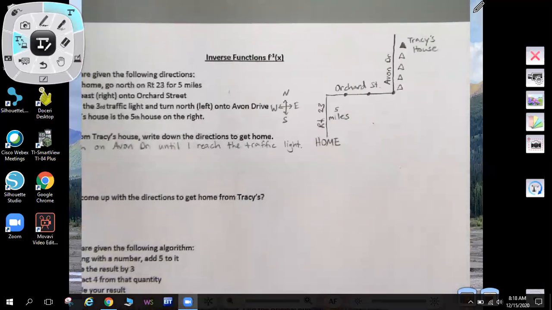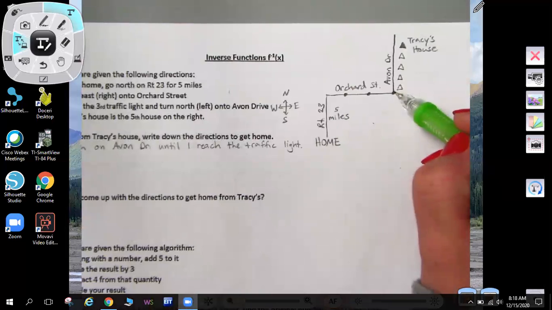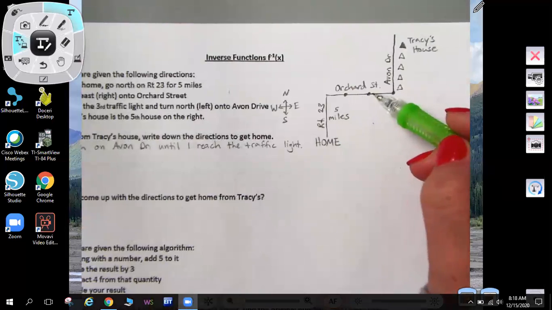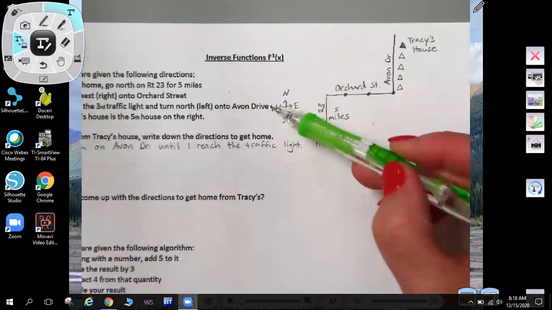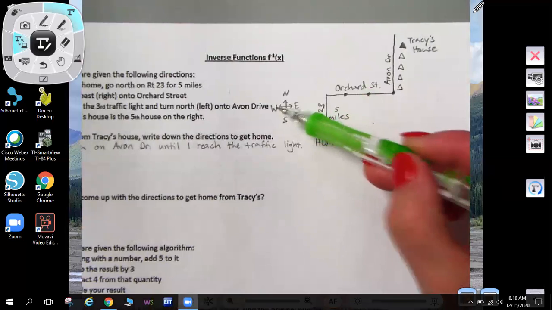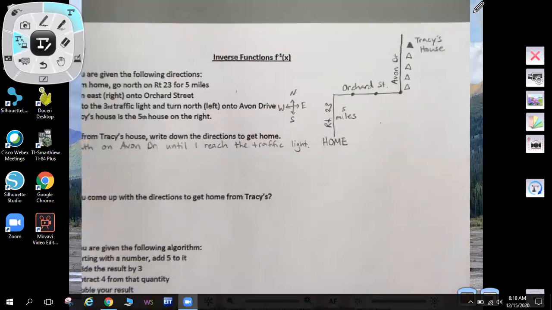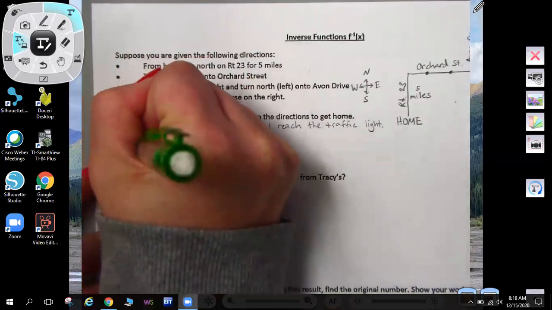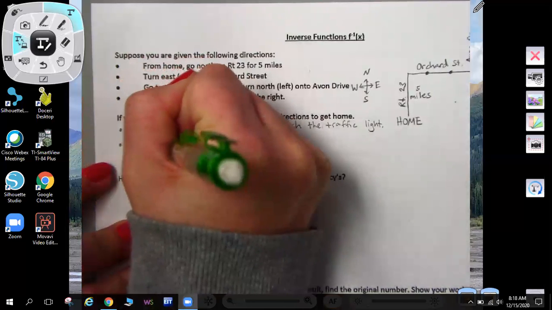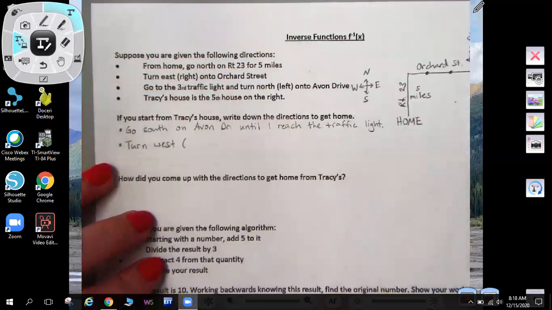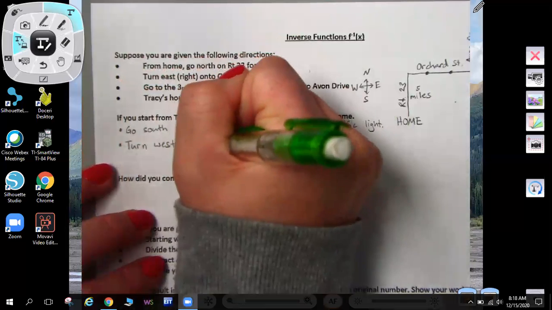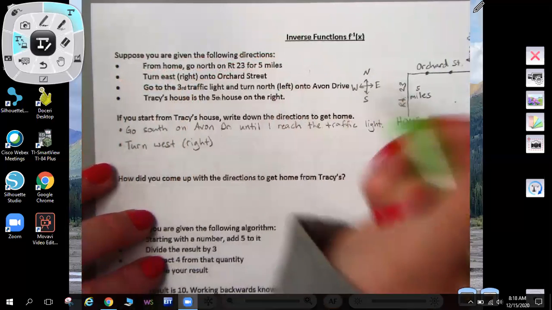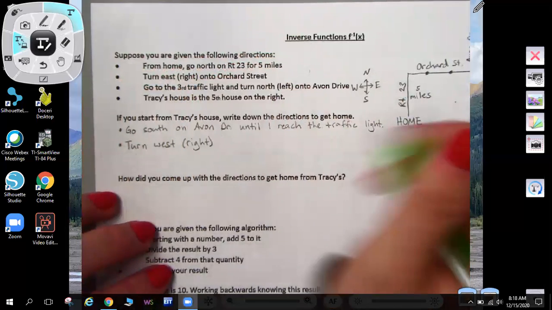Okay, from there, we're going to make a right turn, which would be west. So we're going to turn west on Orchard Street. Turn west, in parentheses, right, onto Orchard Street.